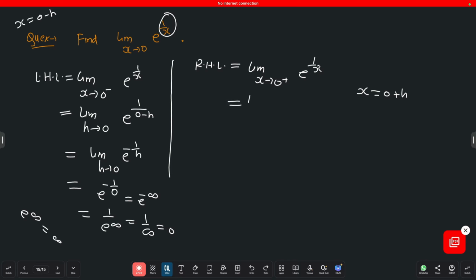Similarly, solve here. Limit h tending to 0, e power 1 upon 0 plus h. Now put the limit directly. Then it will be e power 1 upon 0, because the limit is 0 and 1 upon 0 means infinity. So e power infinity, and e power infinity is infinity. Why? Because e means 2.7, and any number greater than 1, power infinity, is infinity.